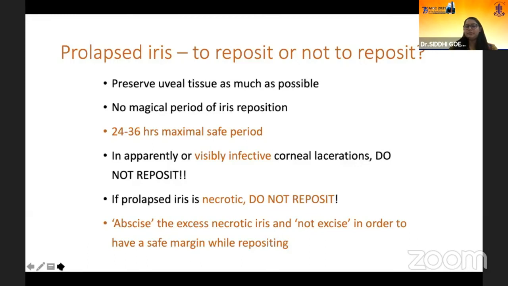So the aim is to preserve as much uveal tissue as possible, but there is no magical period. We consider 24 to 36 hours as the maximal safe period. If there is any apparent or visible infective corneal laceration, we do not recommend to reposit the uveal tissue. If the tissue is necrotic, do not reposit.